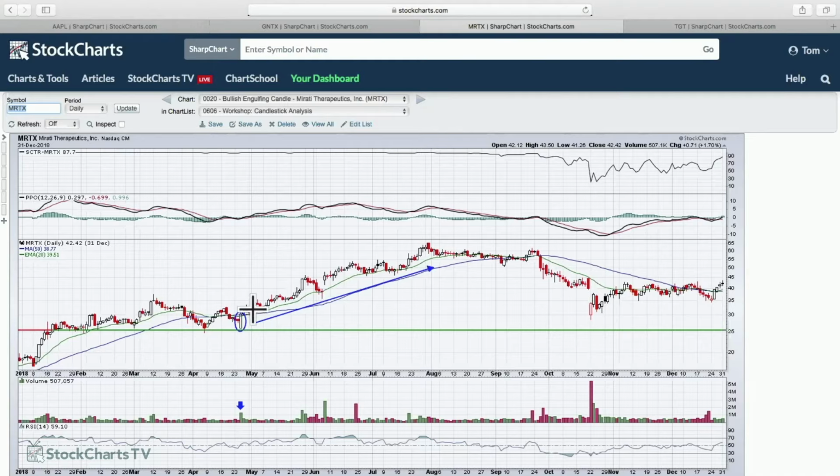Piercing candle. A piercing candle is a wannabe bullish engulfing candle. Just doesn't quite make it. So now this one is kind of close. It looks like it opens about the same level. But what you want to see is off of a downtrend.